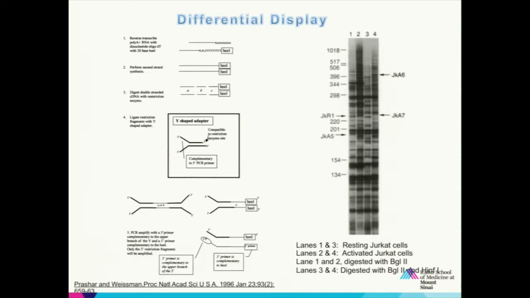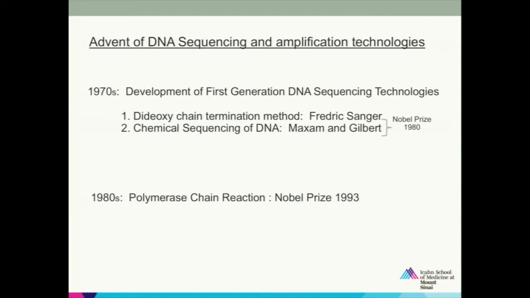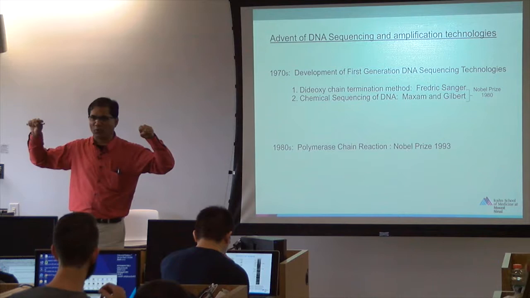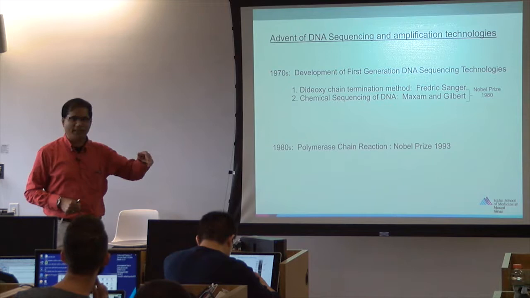So far, we have learned about three basic fundamental technologies that were developed: genetic tools, cytogenetic tools, and biochemical tools. In the biochemical tools, I told you about the introduction of the concept of putting two short synthetic DNA strands at both ends of the primer. This technology was developed sometime in 1991 to 1993.